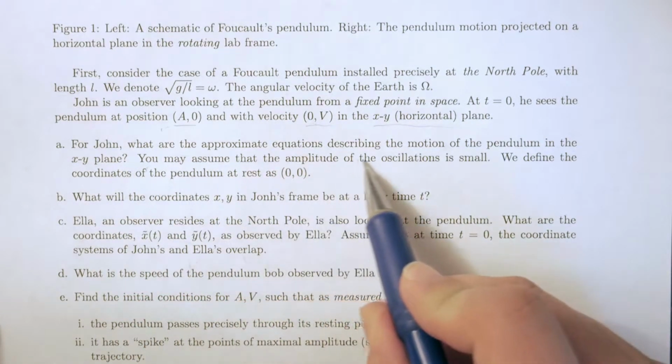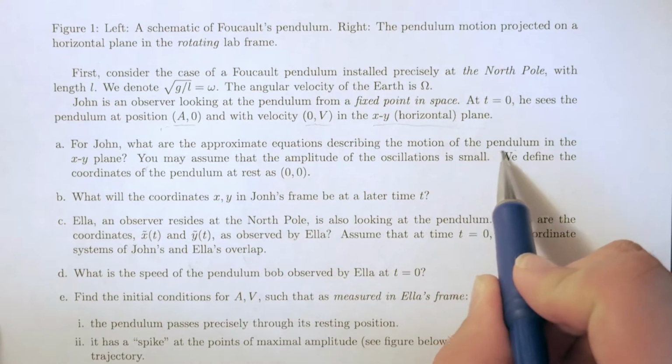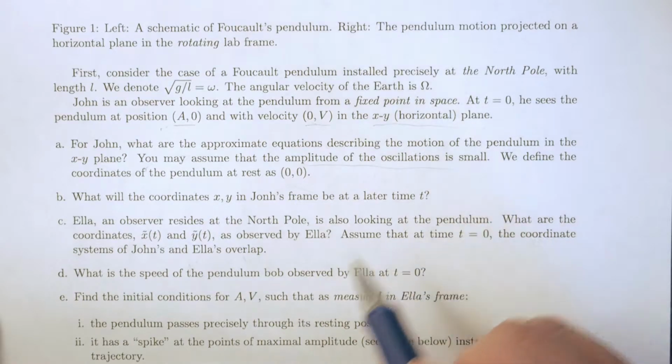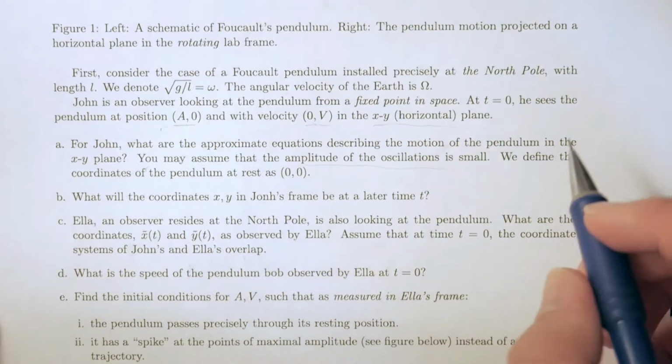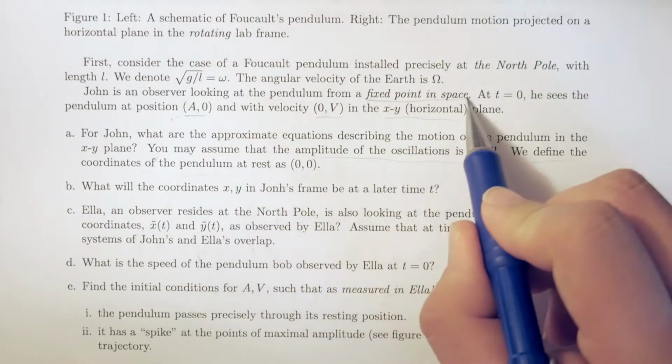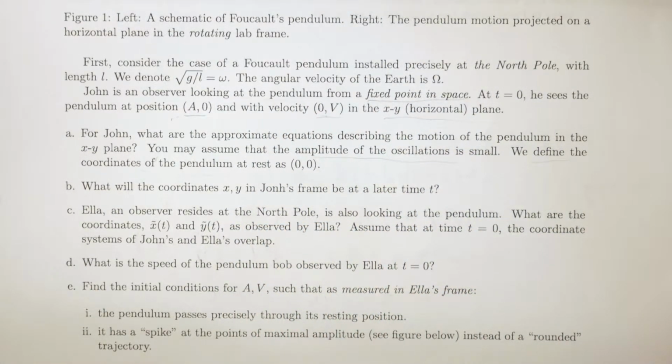Part A asks for the approximate equations of motion of the pendulum in the xy plane, assuming that the amplitudes of the oscillations are small. Also, we note that John is an observer looking at the pendulum from a fixed point in space, so he's not actually rotating with the Earth. That means that to John, he's just looking at a regular pendulum, and there are no fictitious forces like the centrifugal force acting on the pendulum because he's not in a rotating reference frame.